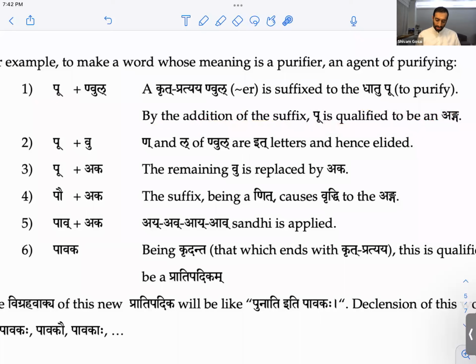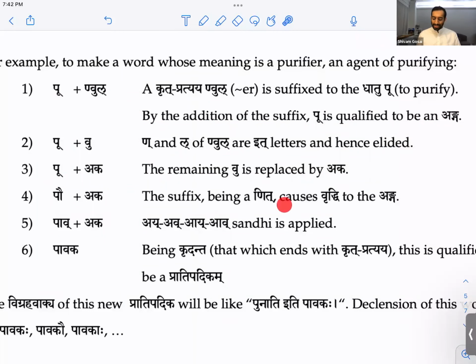Now, na and la of nvul are it letters. They're removed. And the remaining vu is replaced by aka. Okay? So nvul becomes aka. So pu plus aka.